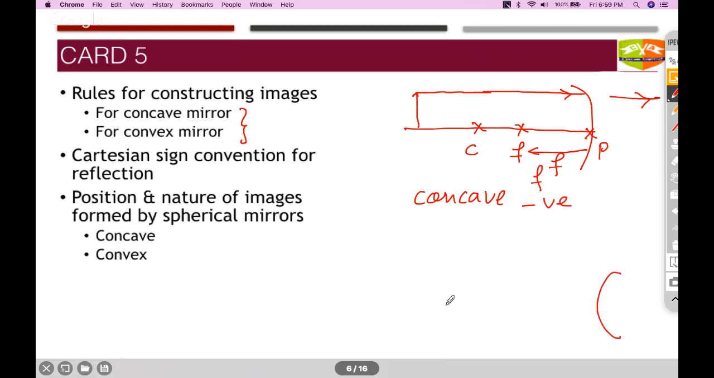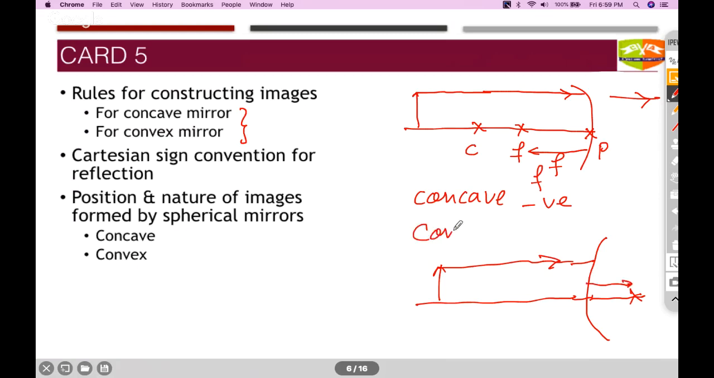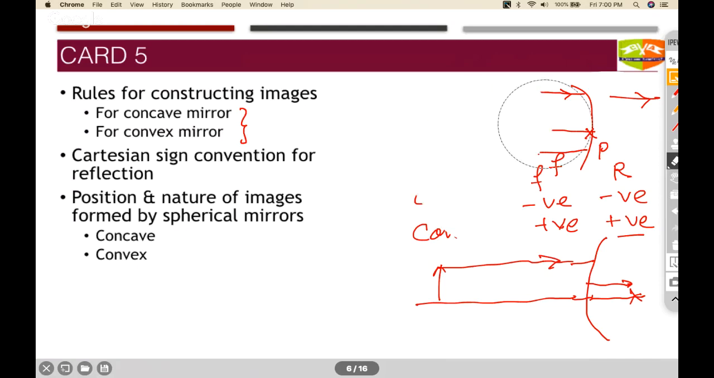For a convex mirror, what will it be? Suppose the object is here and the light ray is traveling in this direction. And this is the focal point. So this is the distance I cover, so for a convex mirror, this would be positive. Similarly, the radius of curvature would be negative here because I am measuring in the opposite direction. Radius of curvature would be positive here in this direction. So this is how you have to understand the Cartesian sign convention.